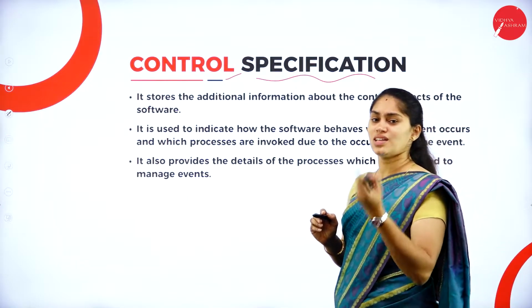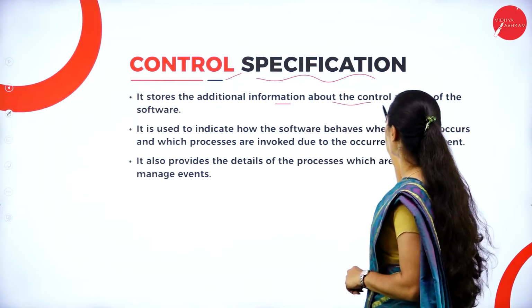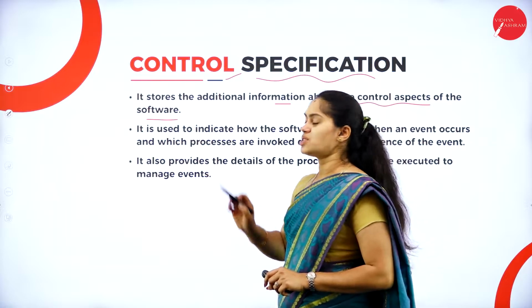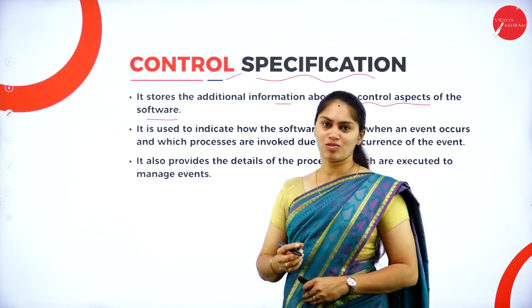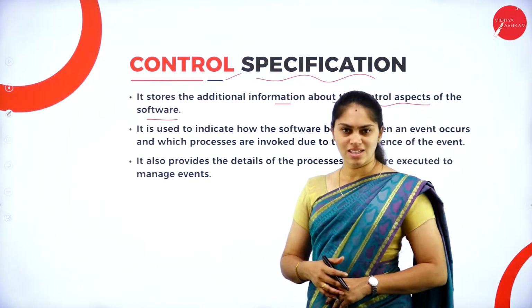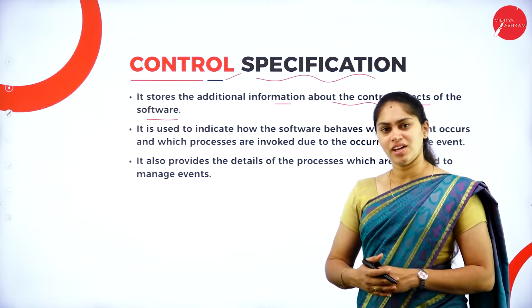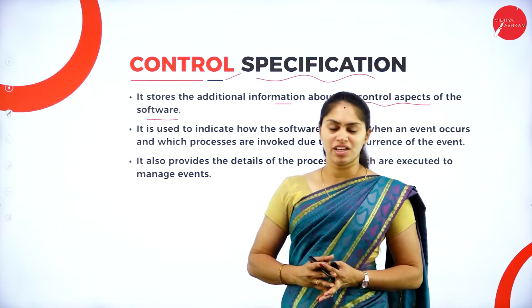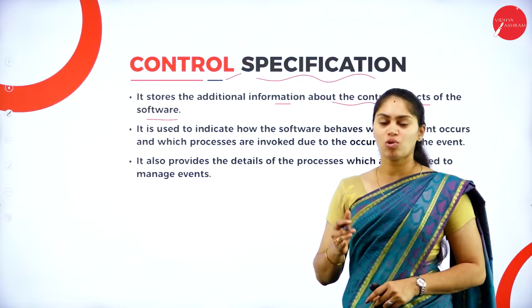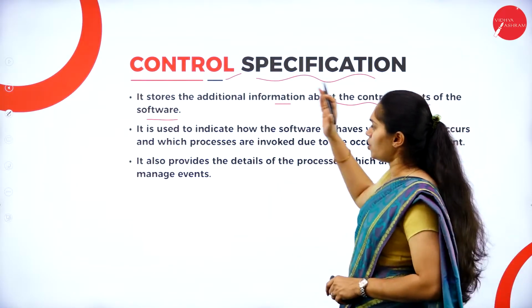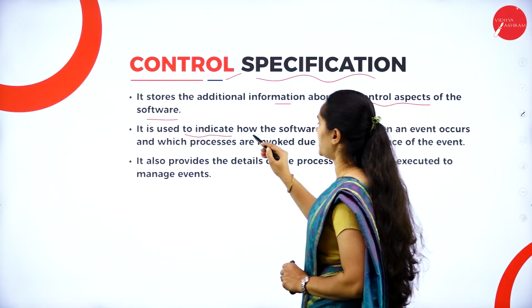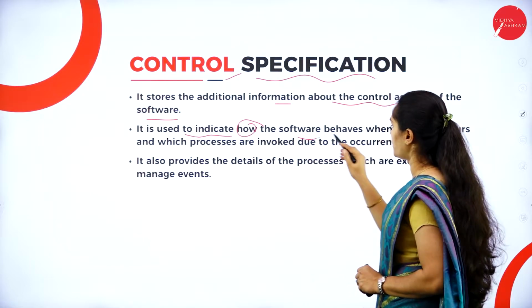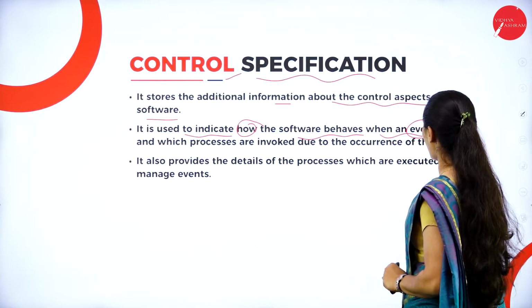It is going to show the additional information about the control aspect of the software, whether we are using any utilities in order to control the software or the system. What are the additional features apart from the standard features? Everything is going to be stored and described in this control specification. Also, this control specification is used to indicate how the software behaves when an event occurs.